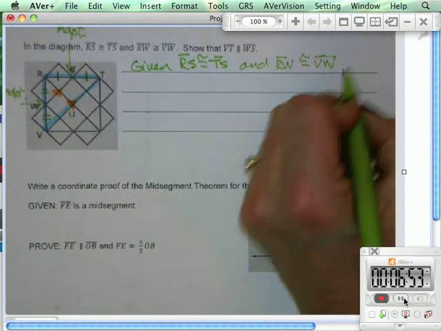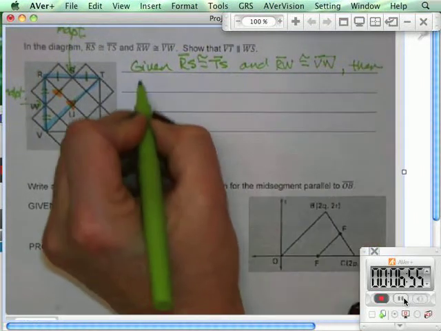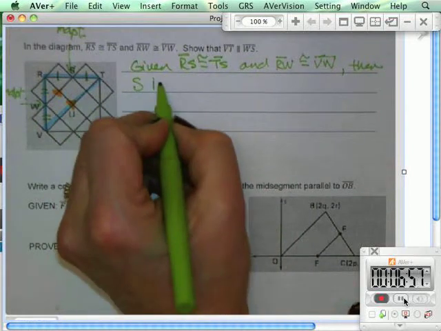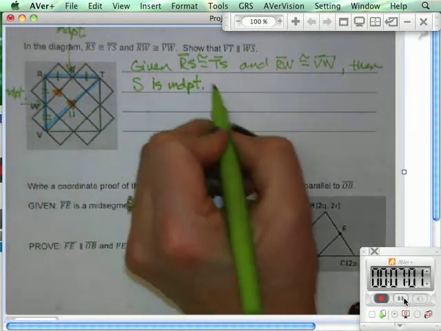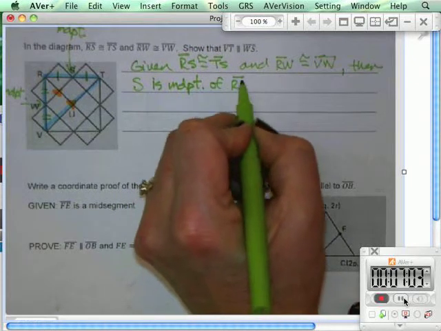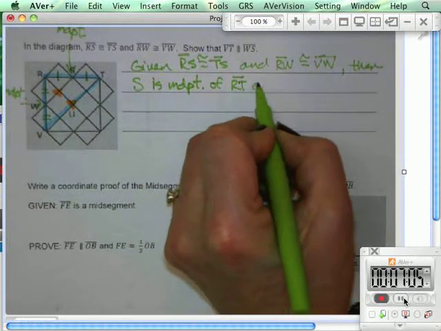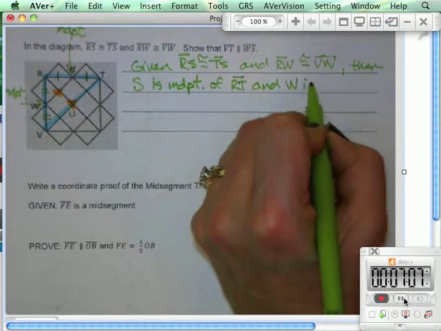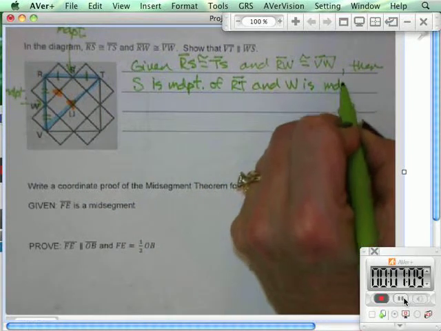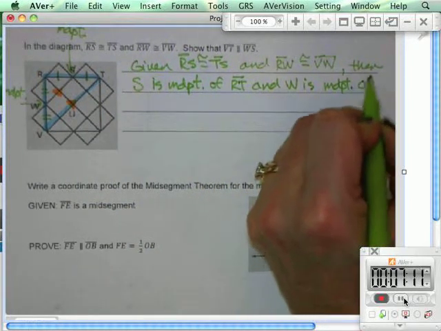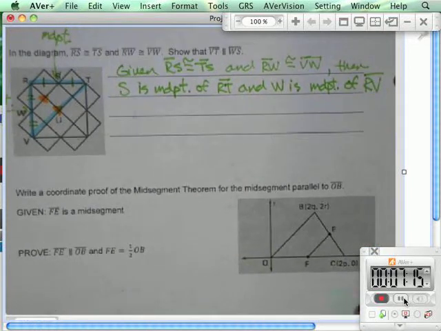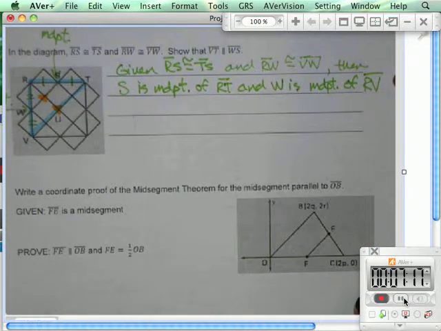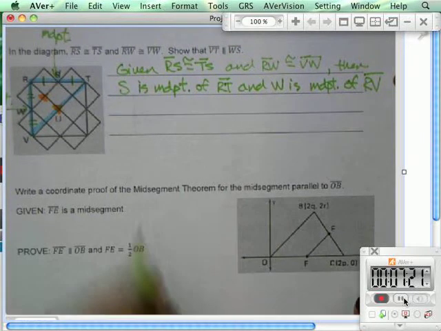Then S is the midpoint, I'm abbreviating midpoint, of RT, and W is the midpoint of RV, just based on the definition of midpoint, right? Okay, I'm just going to write that, by definition of midpoint.